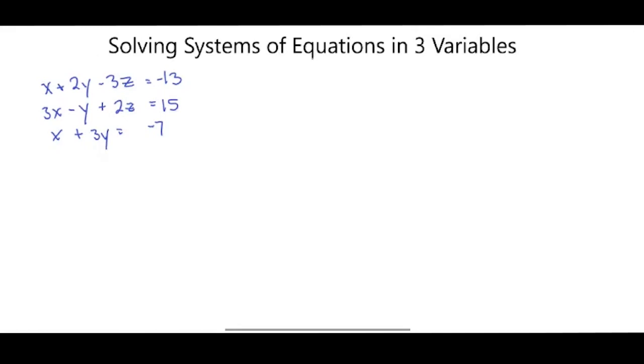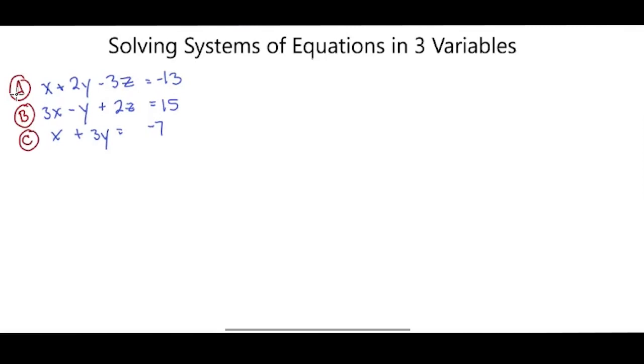Hello again. Today we're going to be solving systems of equations in 3 variables. The variables we're going to be dealing with today are x, y, and z. So what we're going to do is look at our equations here, and I'm going to label them so I can know which one we're talking about. The first one I will call A. The second one I'm going to call B. And then this one I'm going to call C.